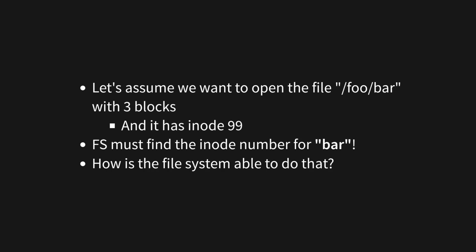Let's, for example, assume we have a file bar inside foo, which is already inside the root directory /. And let's say bar has 3 blocks and its inode number is 99. The file system must know or figure out that bar is mapped to inode number 99. It cannot magically know beforehand. So what is the process that the file system takes to first find the inode that is representing, at the low level, the file we're looking for?